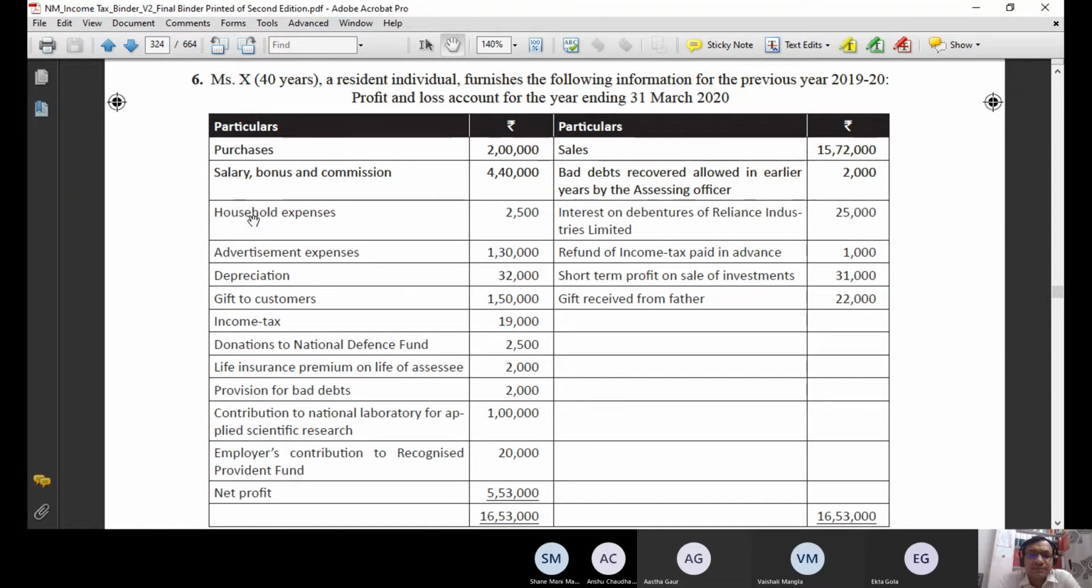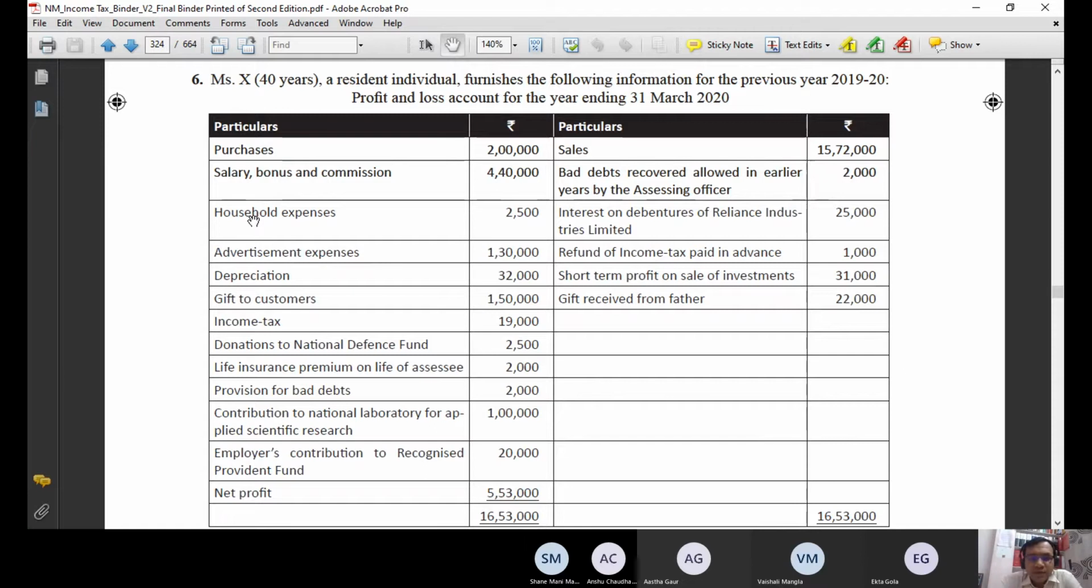Next point, advertisement expenses. Genuine expense, no problem. Every businessman needs the advertisement expenses, so it's correct. Depreciation, I need to check. Is this depreciation equal to depreciation which is calculated as per section 32 or not? This is what I will check. Gift to customers, genuine expense, no problem. Every businessman gives gifts to customers to increase the sales, so it's a genuine expenditure.